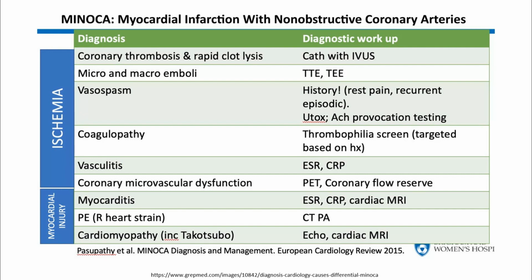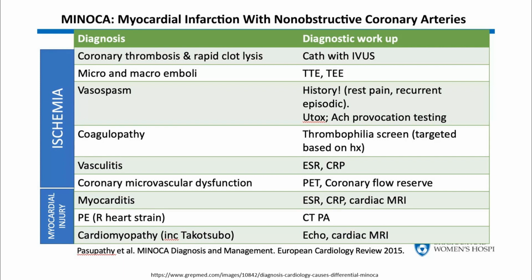Vasospasm can be diagnosed with history. Invasive testing includes acetylcholine provocation testing. Hypercoagulopathy, one will screen for thrombophilia disease. Vasculitis, check for ESR-CRP. Coronary microvascular dysfunction, can check a PET or coronary flow reserve.